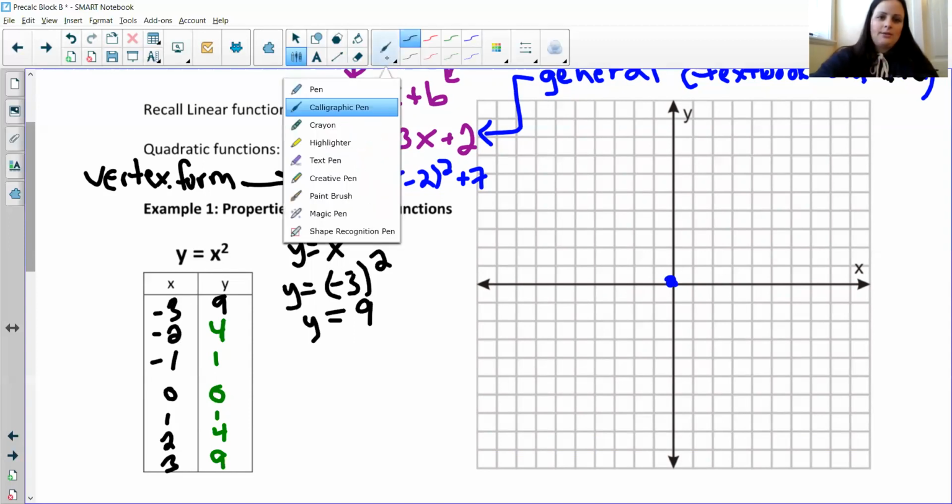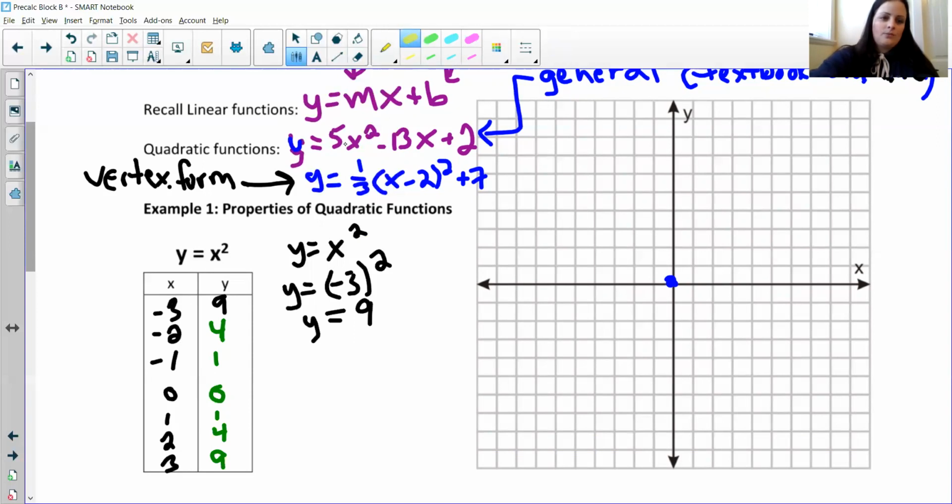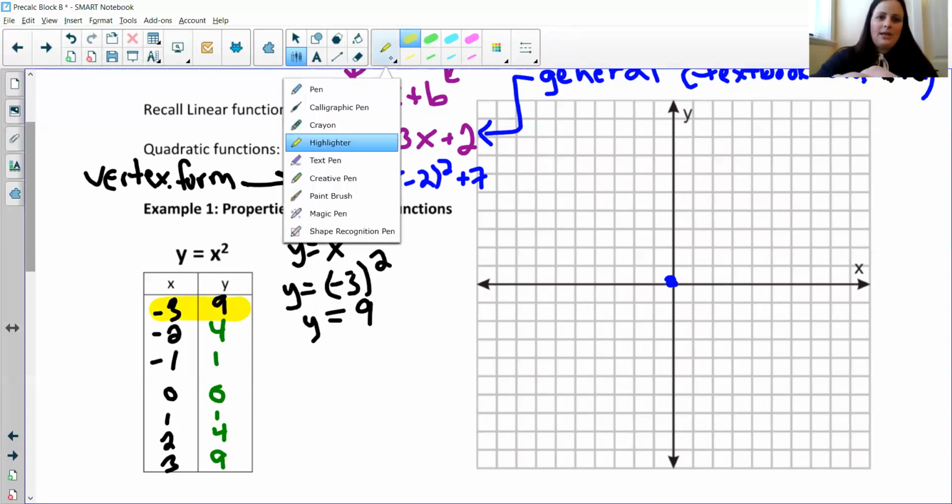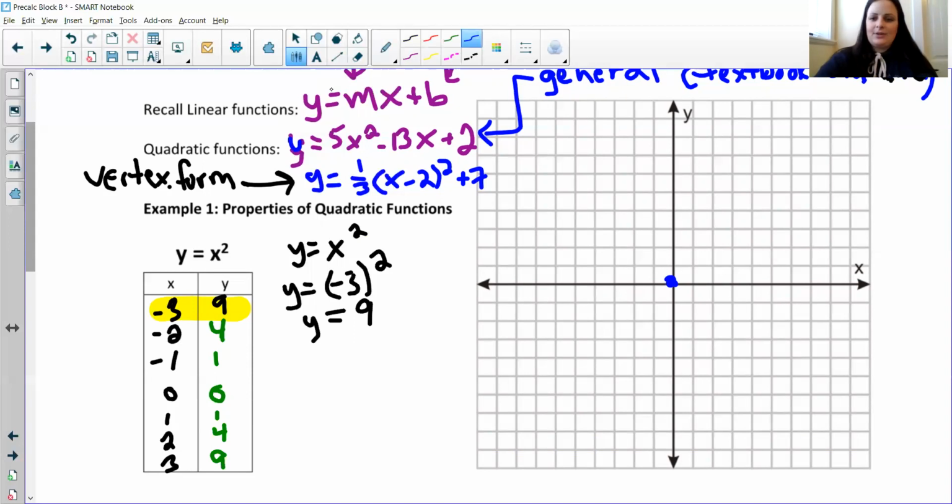I'll start with this one right here, okay? So when x is -3, so you count back 3, y is going to be 9, and then you count 9. 1, 2, 3, 4, 5, 6, 7, 8, 9. So when x is -3, y is 9.